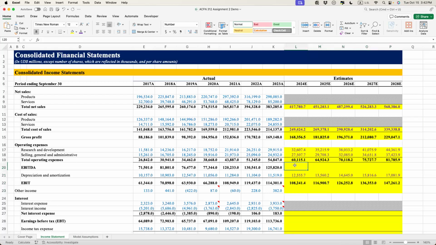Once we have this done, we can back-solve EBITDA. Basically, from EBIT to EBITDA, you're just adding back D&A. So that will be D&A plus EBIT. You get your EBITDA projected for the next 5 years.